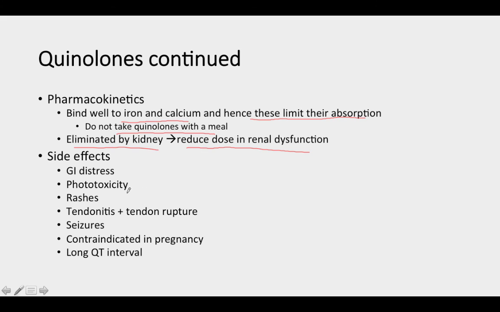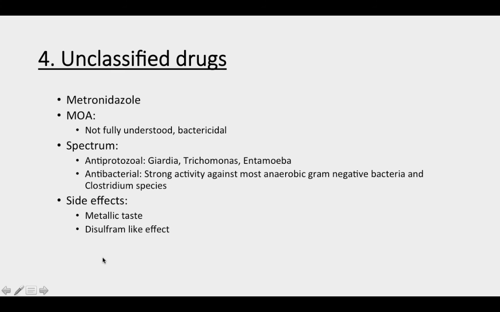The side effects include GI distress, phototoxicity, rashes, tendinitis and tendon rupture, seizures, contraindicated in pregnancy, as you can imagine. You need rapidly replicating DNA, and cause a long QT interval. Now, that's a long list of side effects, so try to remember as many as you can. But again, like I said, I doubt you'll be asked about this particular class of drugs in your exam. But good to know about, has a lot of uses.